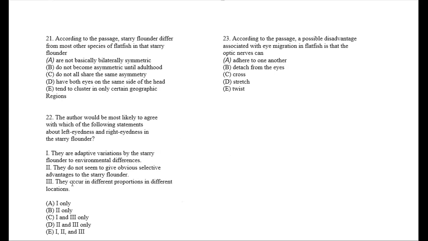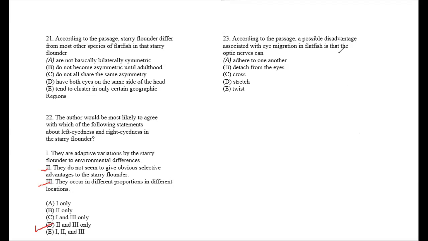Look at the third statement. They occur in different proportions in different locations. Now this is obviously correct because the passage told us that the population varied from 50% between US and Japan waters to 100%. So yes, this is absolutely correct, and therefore statement second and statement third are correct, and therefore the answer that we mark is option D, which is 2 and 3 only.